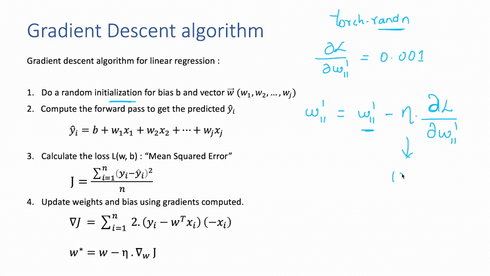Since your eta value is already very low, like 10 to the power of minus 3, multiplied by 0.001, it's going to result in a very small or negligible value. Essentially, you're not updating your weight at all.